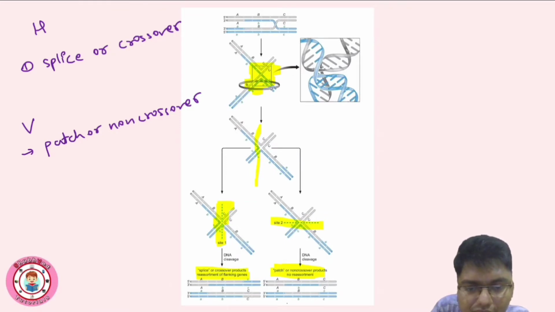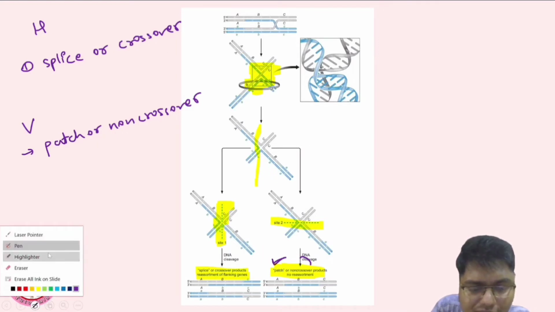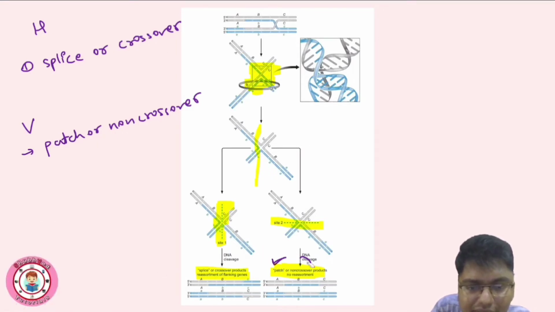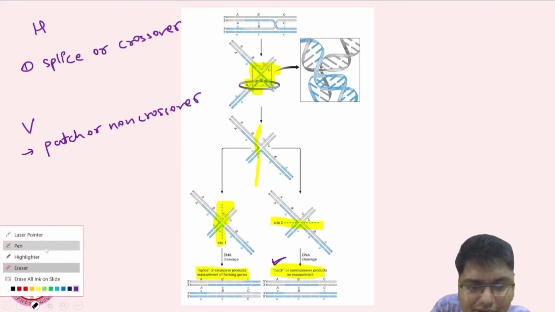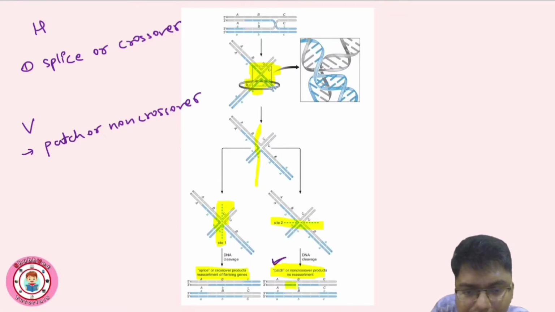In the patch, see, the strands are like a patch here. There is a patch of the other DNA. Like this we can remember. There is a patch present of other DNA. See this blue patch. And in the other homologous DNA there is a gray patch. Rest is the same. Just there is a patch in DNA. So this is how we can remember.